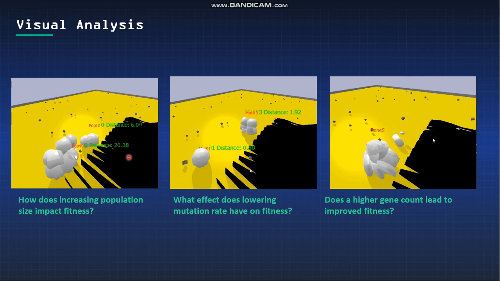For mutation rate, the creature with a mutation rate of 0.1 barely moves compared to those with a rate of 0.3, showing how mutation impacts the evolution. Finally, looking at gene count, creatures with 10 genes appear smaller and less active than those with 5 genes, likely due to the increased complexity, making evolution harder.